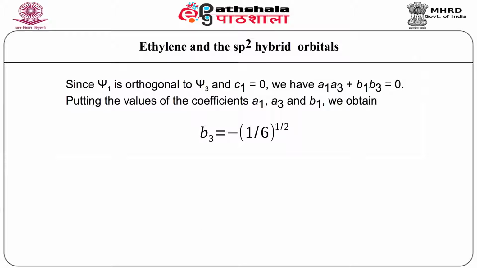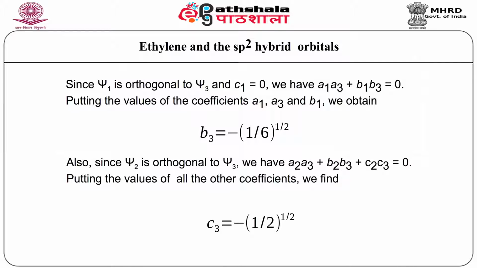Since Ψ1 is orthogonal to Ψ3 and C1 equals 0, we have A1A3 plus B1B3 equals 0. Putting the values of the coefficients A1, A3 and B1, we obtain B3 equals minus square root of 1/6. Also, since Ψ2 is orthogonal to Ψ3, we will have A2A3 plus B2B3 plus C2C3 equals 0. Putting the values of all the other coefficients, we find C3 equals minus square root of half.